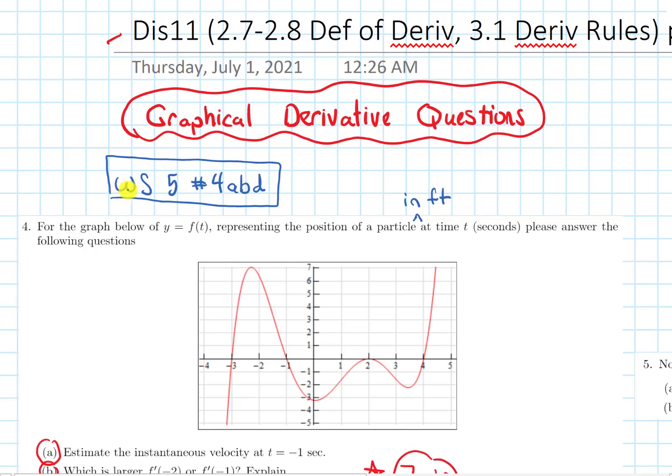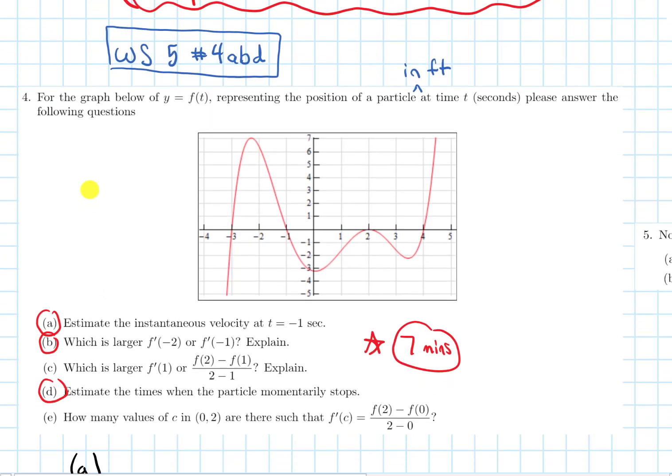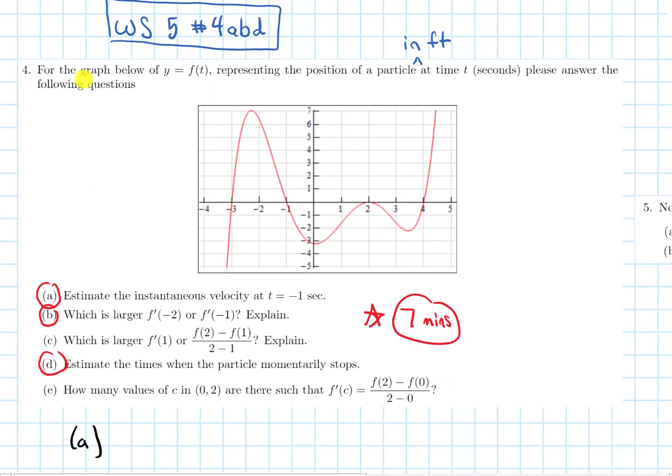So I want to look at problem number 4, parts A, B, and D from worksheet 5, which I have copied here. It says, for the graph below of y equals f of t, representing the position of a particle in feet at time t in seconds, please answer the following questions. I want to focus on parts A, B, and D in this video. First, I want to give you 7 minutes to try these. So 4, 3, 2, 1, pause the video for 7 minutes to try A, B, and D.